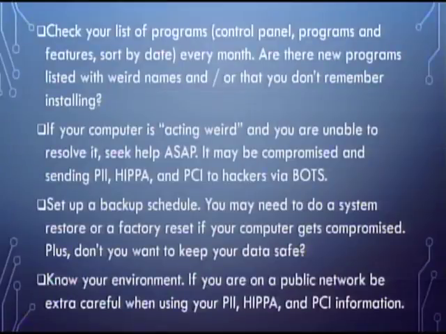Check your list of programs, and we can get into this a little later. Every month, are there new programs listed with weird names or that you don't remember installing? And I'll show you about some of that. In Windows, through Control Panel, you can actually sort by date. And so what my general practice is, I look to see if there's anything new that's been installed in the last month, and if there is, I better know why it's there. If I don't know why it's there, I'm going to just uninstall it and hope that I didn't break something.